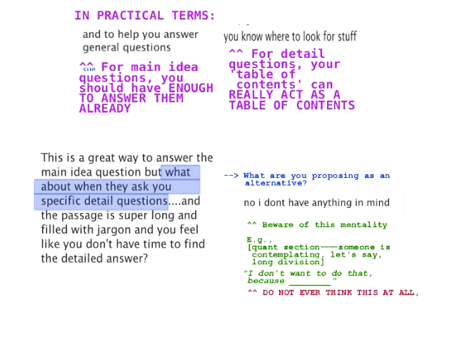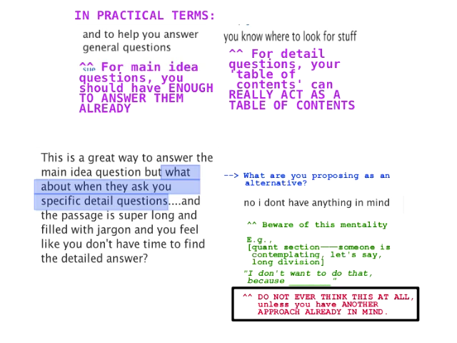Do not ever think this at all unless you have another way, unless you have another approach already in mind. Like, just don't do it. I mean, it's weird because I see this so often. There are people who have exactly one method in mind, and they talk themselves out of it anyway. If you've got one method, you should just do it. And that's how it is in life, too. If you don't have an alternative way of doing something, then do it.